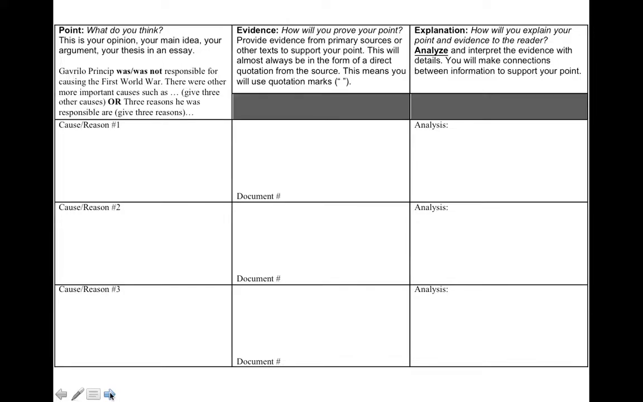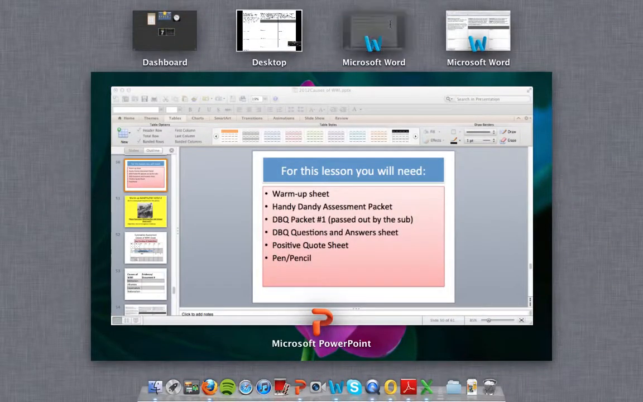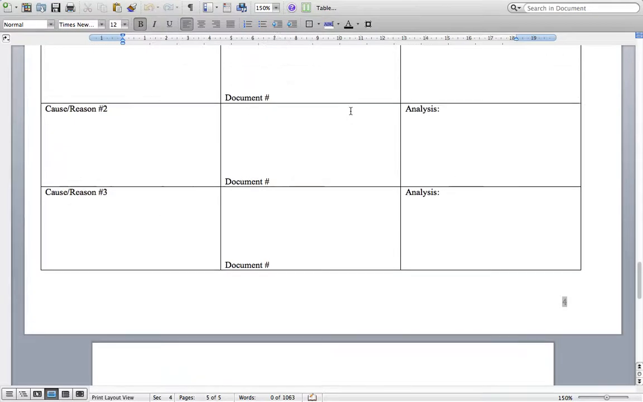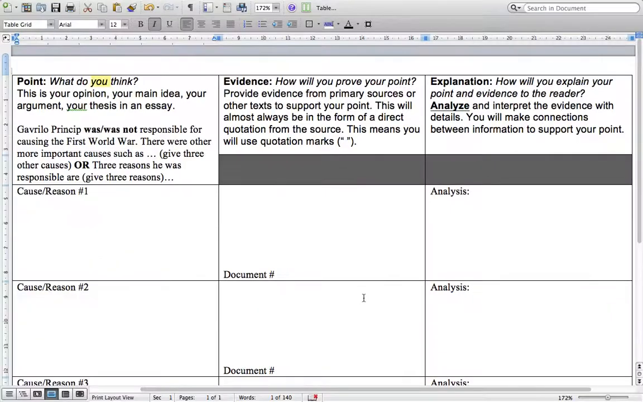Okay. At this point, you should have completed the chart that is organizing all of the documents. And then what you can do is finish answering the questions from the DBQ packet, questions and answers. However, I want to explain to you also what page 4 on the back of your handy-dandy assessment packet is. Okay, so this page right here. I'm introducing this to you now.